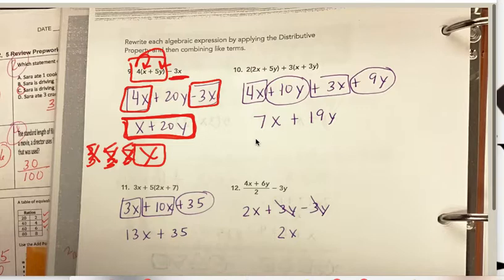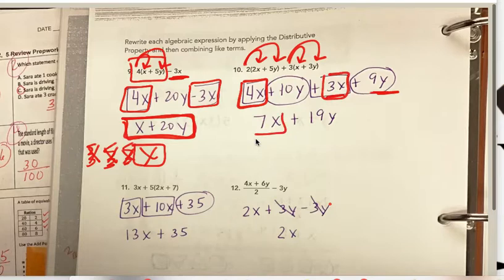If you look at number 10, I do 2 times 2x, which gives me the 4x, and then 2 times 5y, which gives me 10y. Then I do the same thing over here. 3 times x gives me 3x, and 3 times 3y gives me 9y. Now I say, are there any like terms I can put together? I can put 4x with 3x, which gives me 7x, and then 10y plus 9y, which gives me 19y. And that's as low as I can make it.